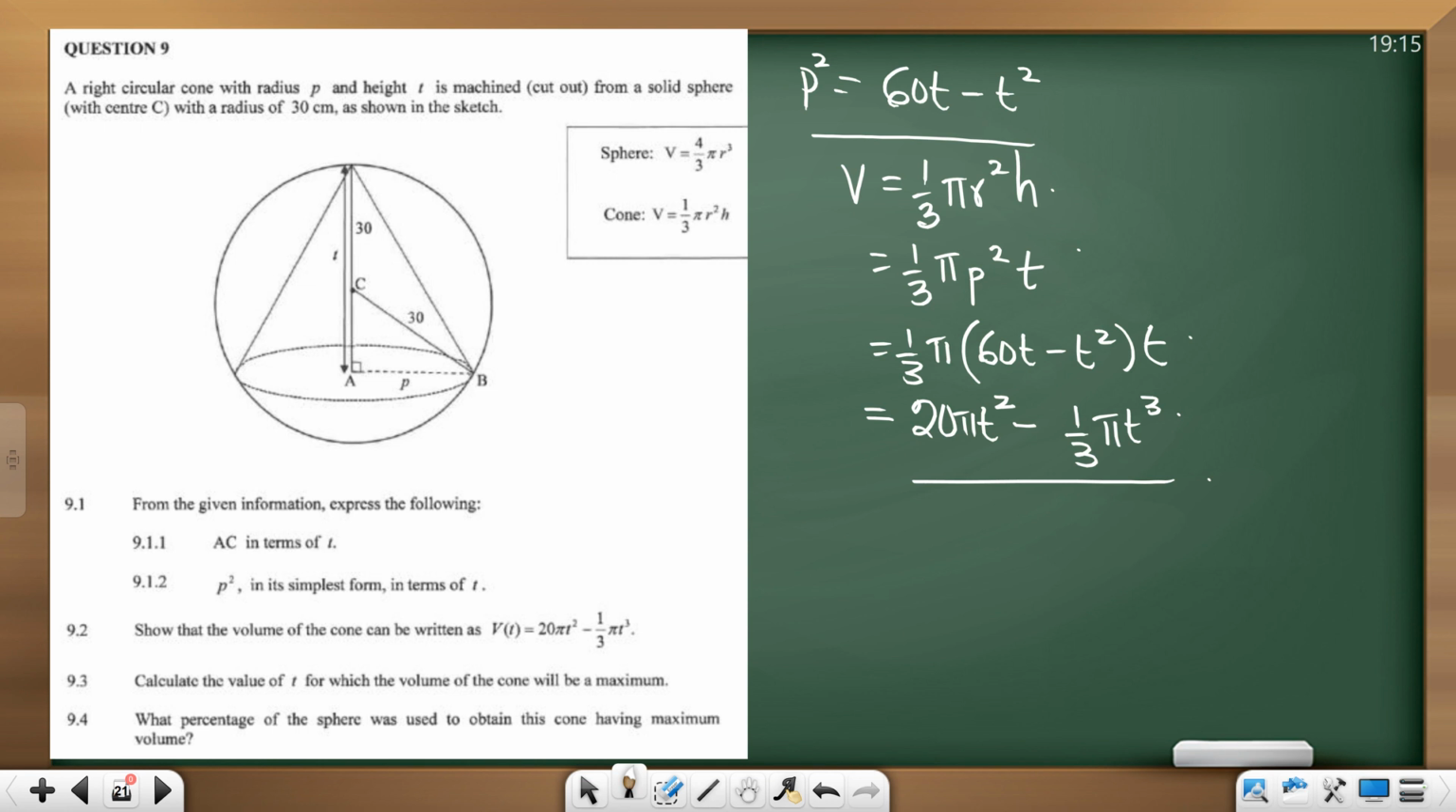Okay, check. Calculate the value of t for which the volume they've given you. The volume should be what? A maximum. What do we know? V prime of x should be equal to what? 0. Can we derive V prime of x? Sorry, not x now. V prime of t.